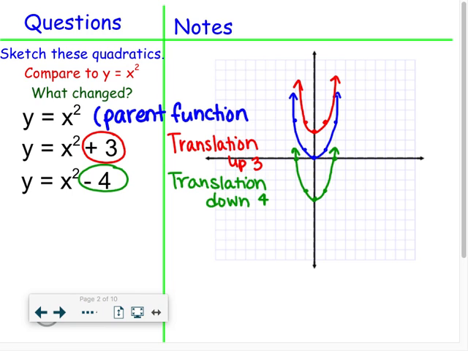So I want you to notice that the x squared stayed exactly the way it was, and then there was either 3 added or a -4 added. The order, remember the order when you're adding doesn't matter. So for example, this bottom quadratic could look like this, -4 plus our x squared. And that would mean the same thing. That would still be a translation down 4. So if you're adding or subtracting a number to that x squared, it's going to be a translation up or down.